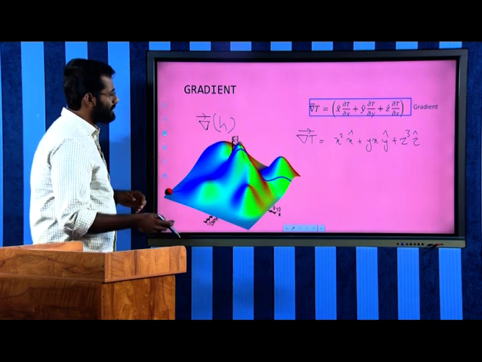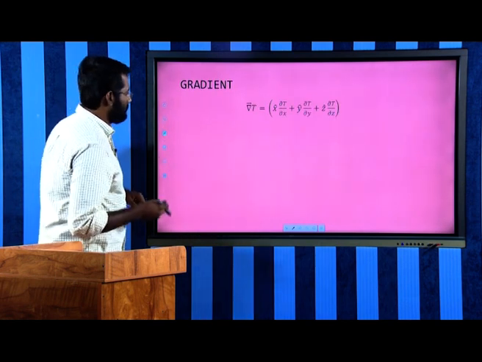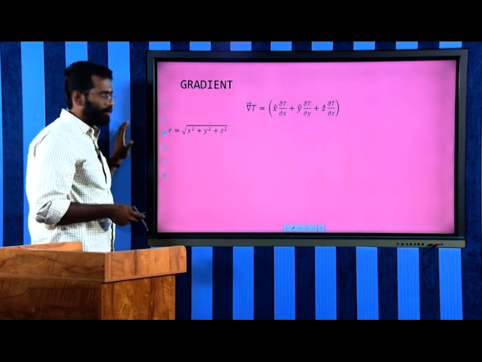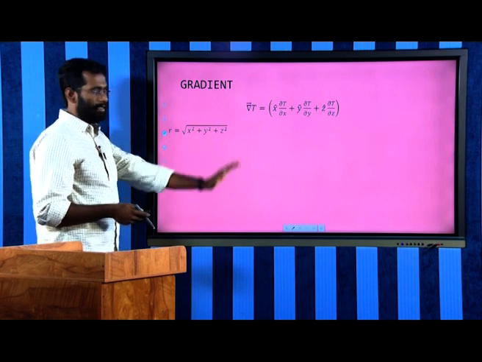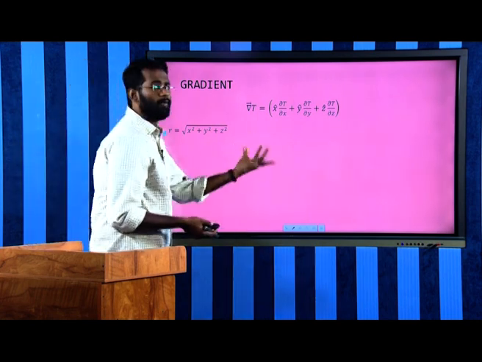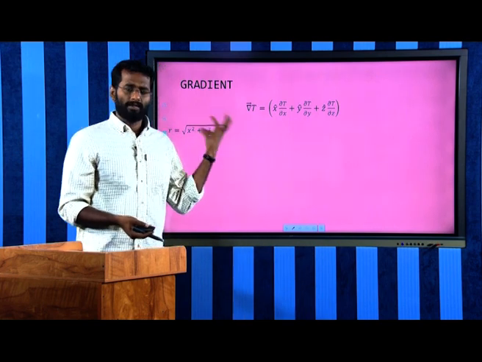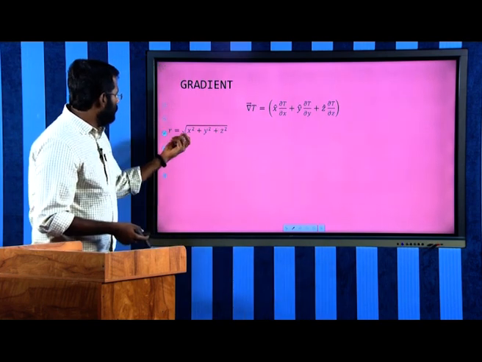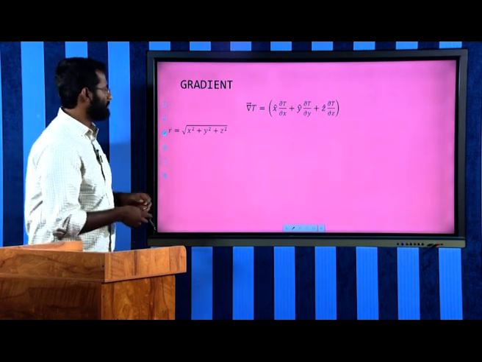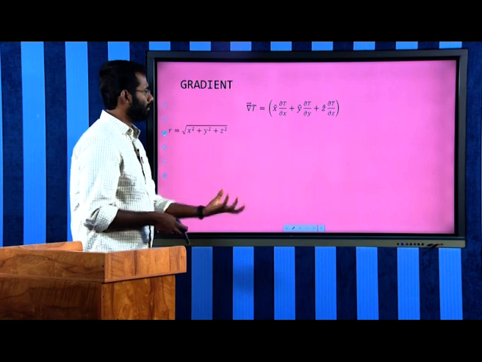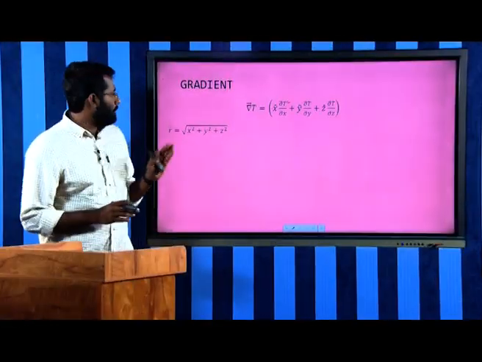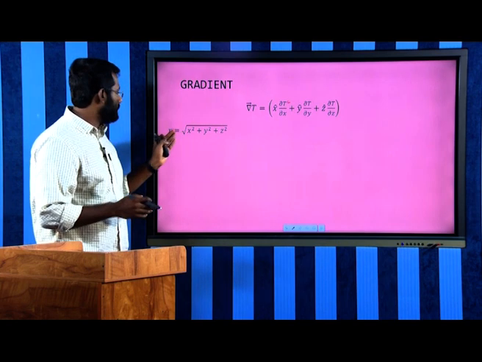Now let us calculate the gradient for a particular function. This is a function r equal to root of x square plus y square plus z square, and this is a scalar function because there is no y cap or z cap. We can plot it using some mathematical tools. This is a familiar function, we will discuss that later. After finding the answer for this, you may notice what that function is. Now we are about to calculate the gradient of this particular function.